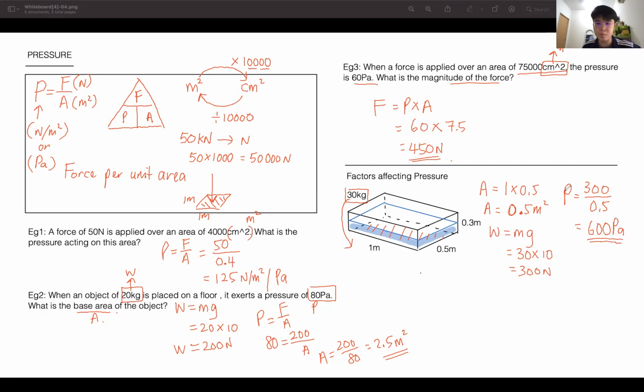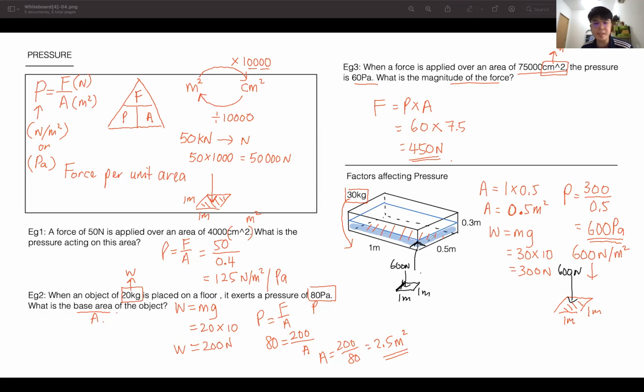600 Pascal means what? If I change this unit, 600 Pascal is the same as 600 Newton per meter square, right? It means that when you take 1 meter square of surface, there is a total of 600 Newton of force pressing on this 1 meter square surface. So if you take one piece of the container, that's 600 force. You add it all up, then you get the weight of the box.